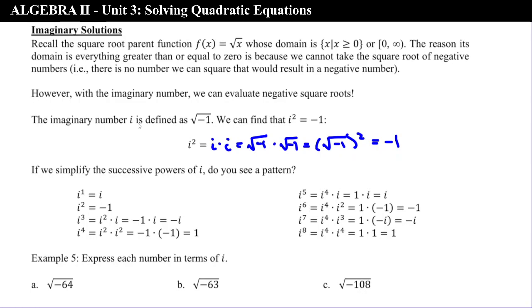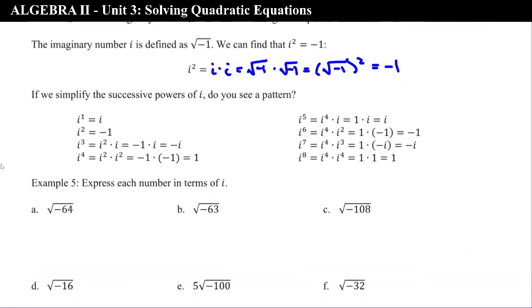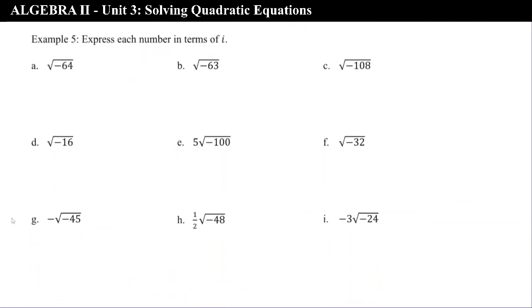But the main thing we want to utilize here is that i is defined as the square root of -1. And we're going to use that to simplify these last 9 examples. So we have the square root of -64. We can split that up into the square root of 64 times the square root of negative 1. Well, we know what the square root of 64 is. It's 8. And we defined i as being the square root of negative 1, so our solution is simply going to be 8i.